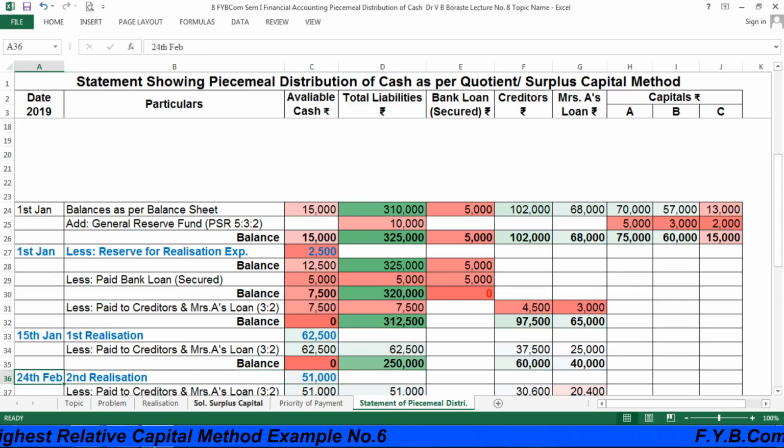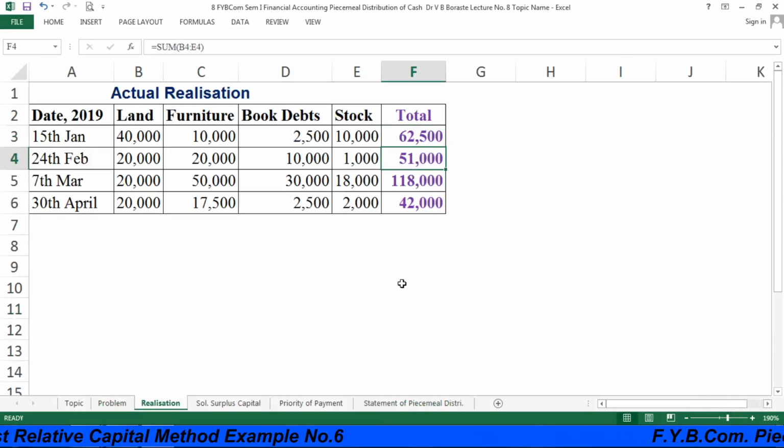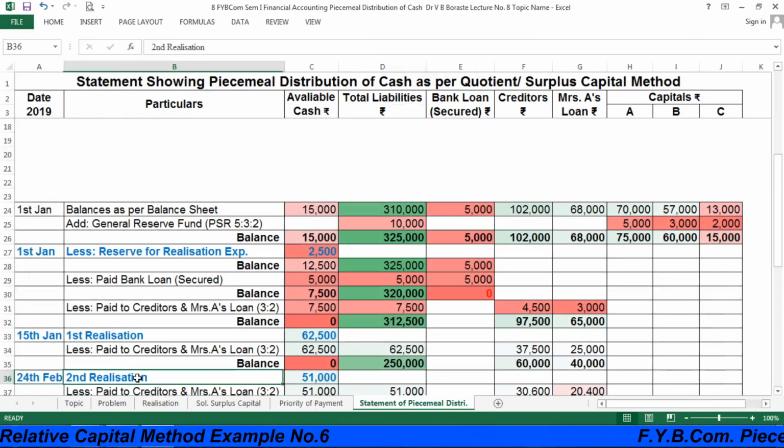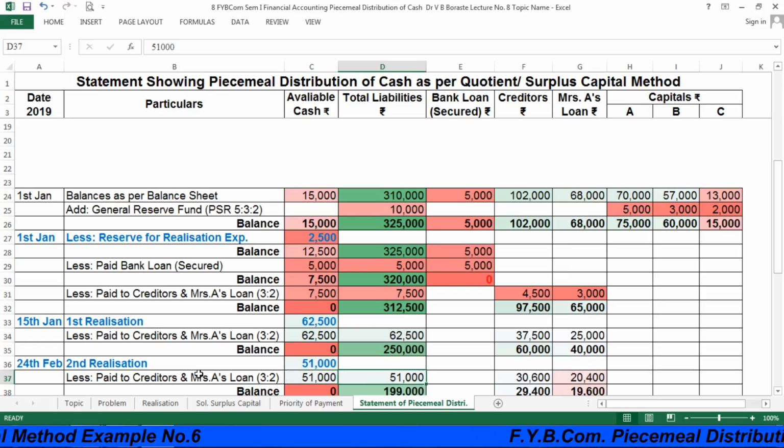Now we have an amount of 0, so we can call our second realization, which is 51,000. Here again we have to pay creditors and Mrs. A's loan of rupees 1 lakh, but we have in our hand only 51,000. So we can pay 51,000 to creditors and Mrs. A's loan. Total liability will be reduced by 51,000.